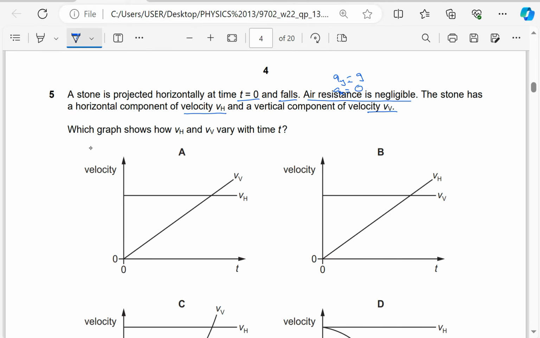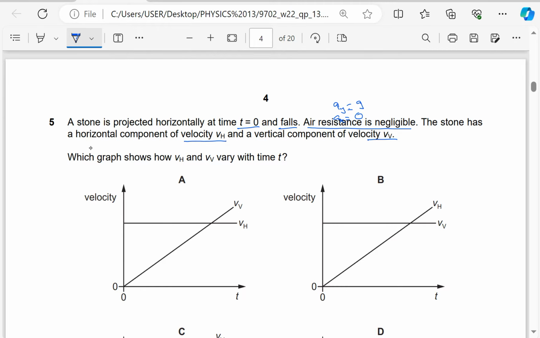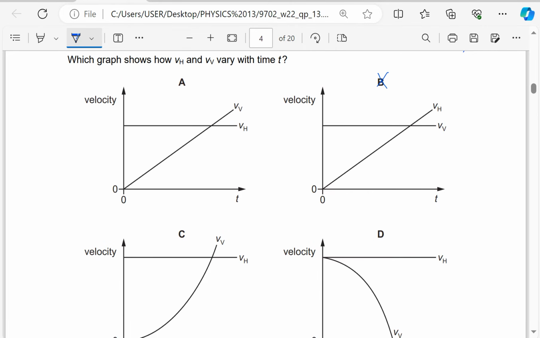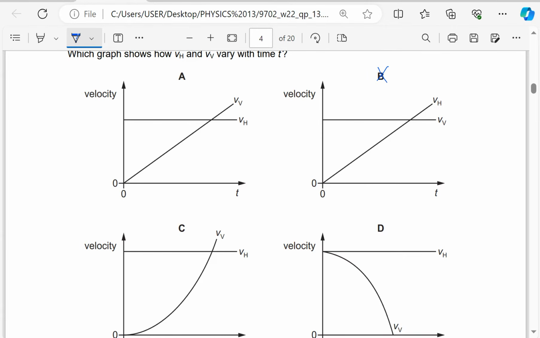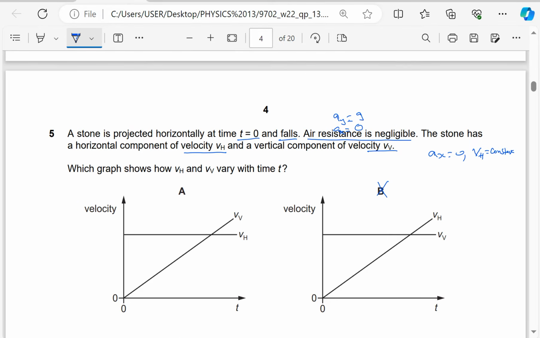Because the acceleration in the horizontal is 0, velocity in the horizontal remains constant. So VH must be constant. So velocity in the horizontal must be a horizontal line. So this means this is wrong. So we have to choose between A, C, and D, because A, C, and D are showing horizontal lines for VH. Then how about velocity in the vertical?